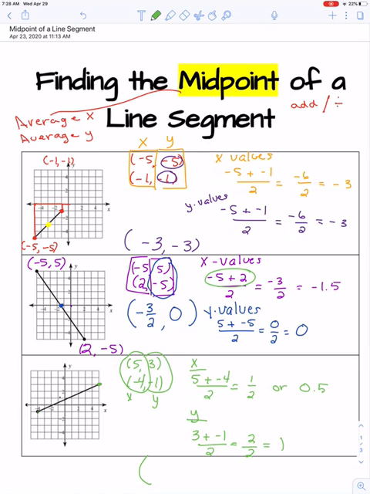Okay, so my x value, 1/2. My y value, 1. And remember, ordered pairs are always x, y. Remember that when you write your answers. Alright, so let's look at that. I start at 0, I go over 1/2, and go up 1. And there's the midpoint of my graph.